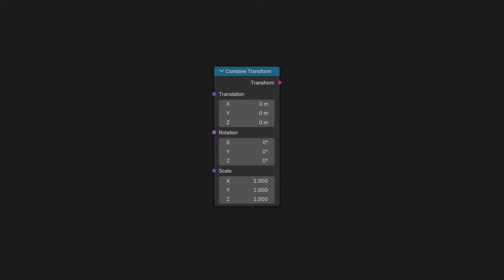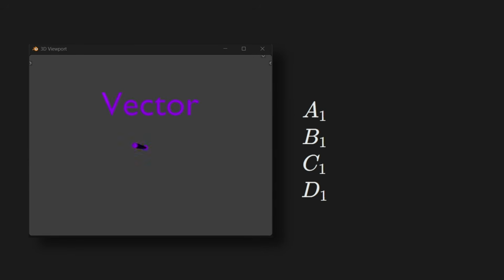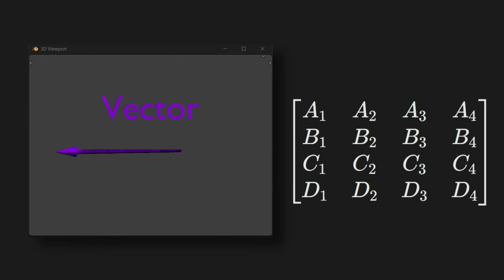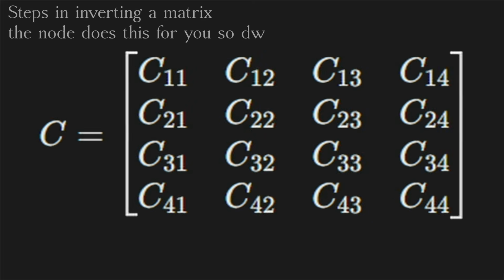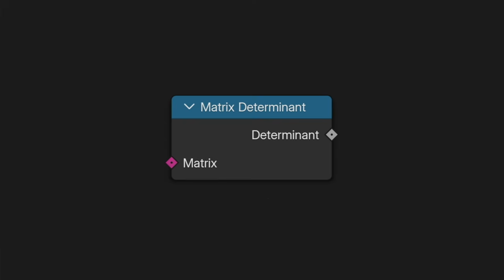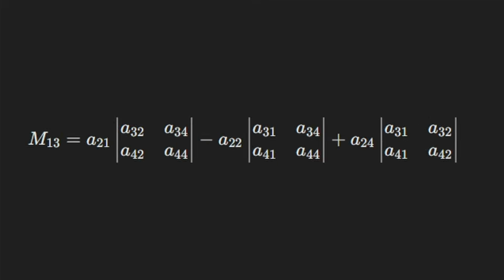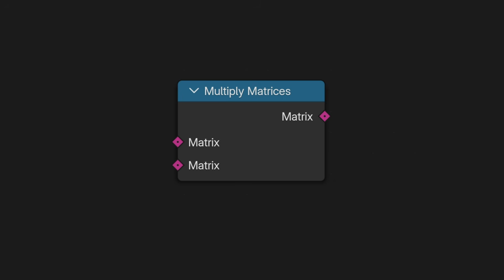Next is a combined transform node. In Blender, transformation, rotation, and scale can be represented in the form of vectors. These vectors can be represented as columns in a matrix. This node just enables you to create that matrix. Next is the invert matrix node. Inverting a matrix is a mathematical operation and this node just enables that. Next is the determinant matrix node. Determinant is a value that can be derived from any square matrix and this node just allows you to find that.